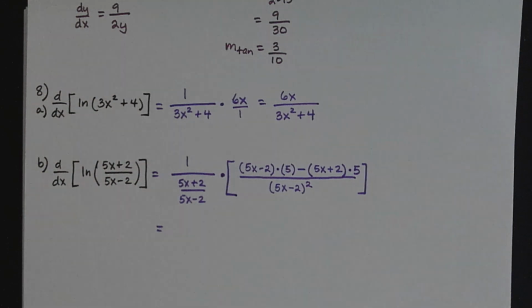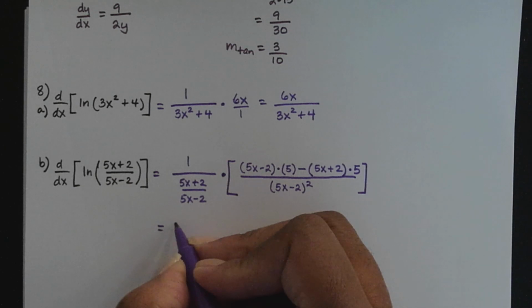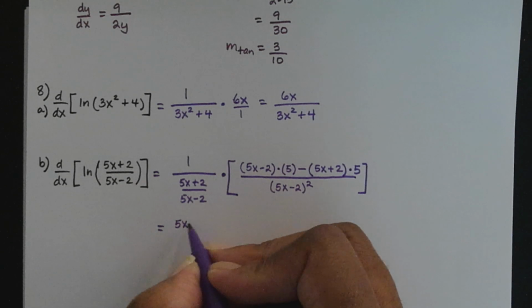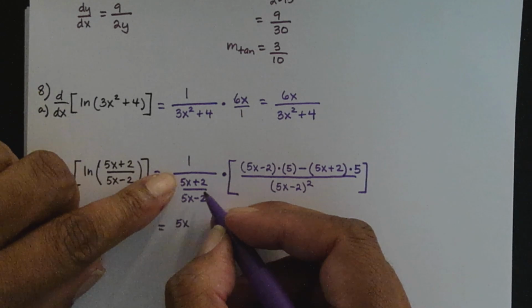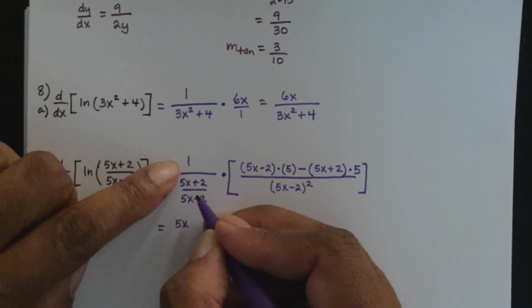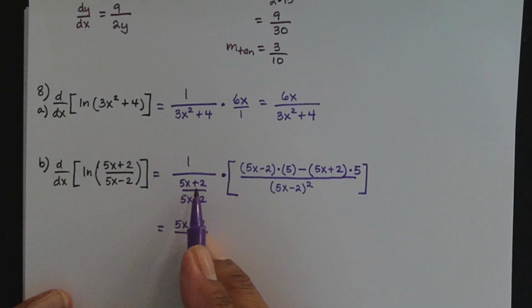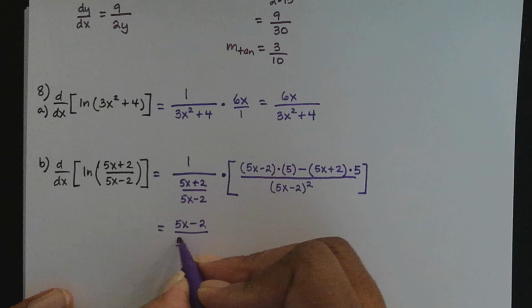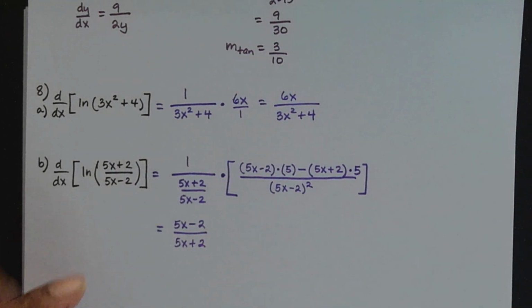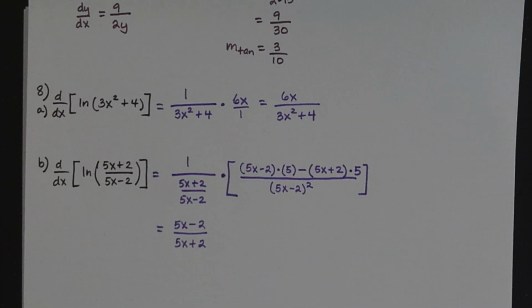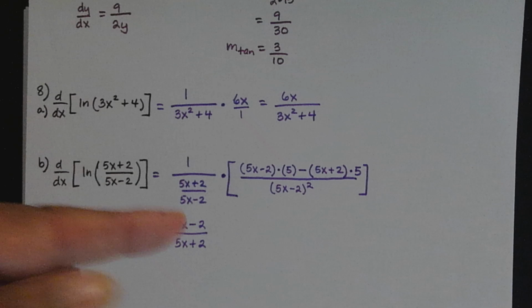Now, this 1 over the 5x plus 2 over 5x minus 2, if I flip that over, it will become what? What's the reciprocal of this? Yeah, because you can flip this over and you'll get 5x minus 2 on top. And then 5x plus 2 will be in the denominator. Because 1 over this means the reciprocal of what's in your denominator. I would take that part and just flip it over.